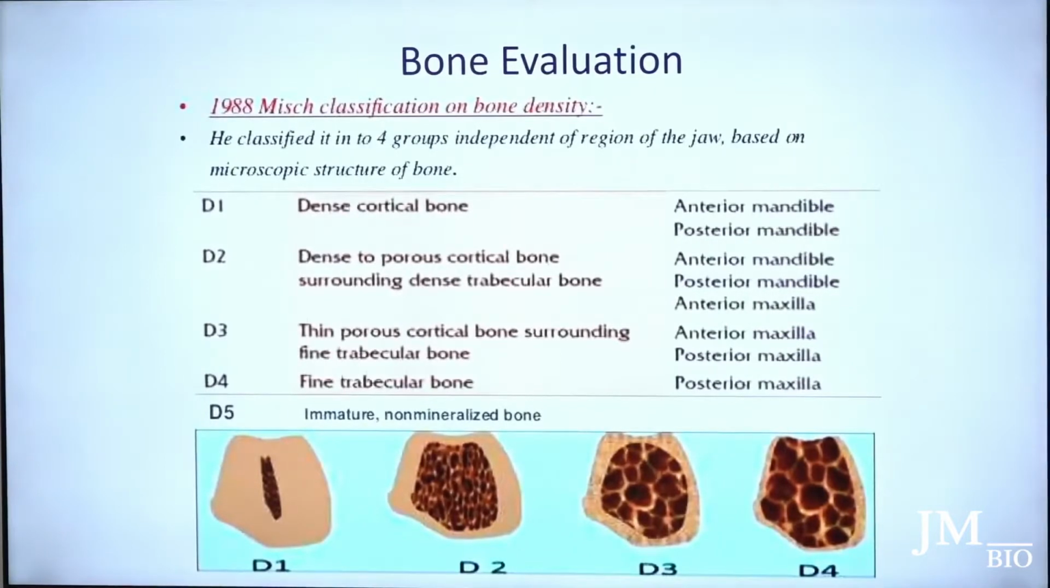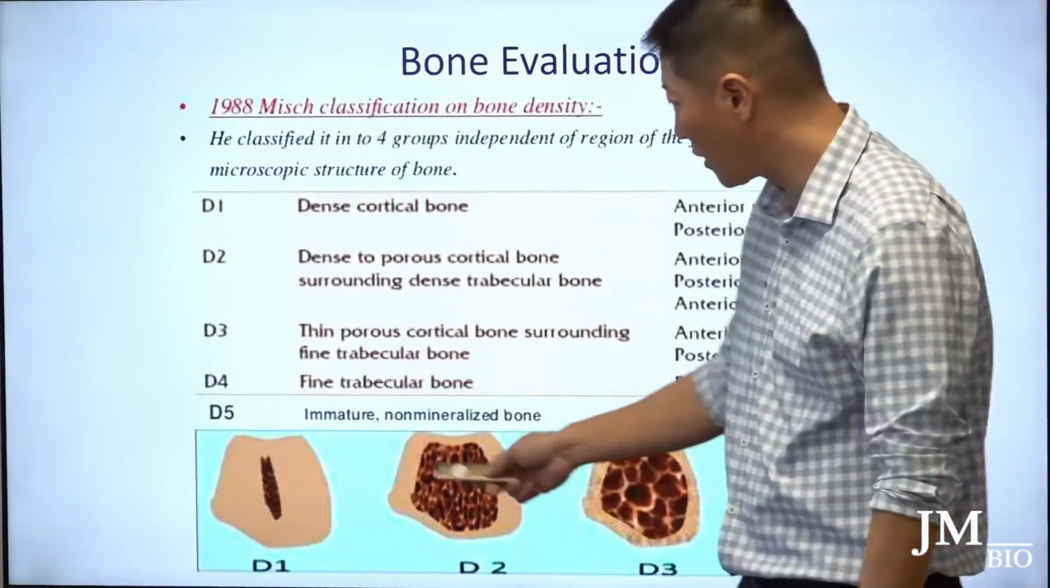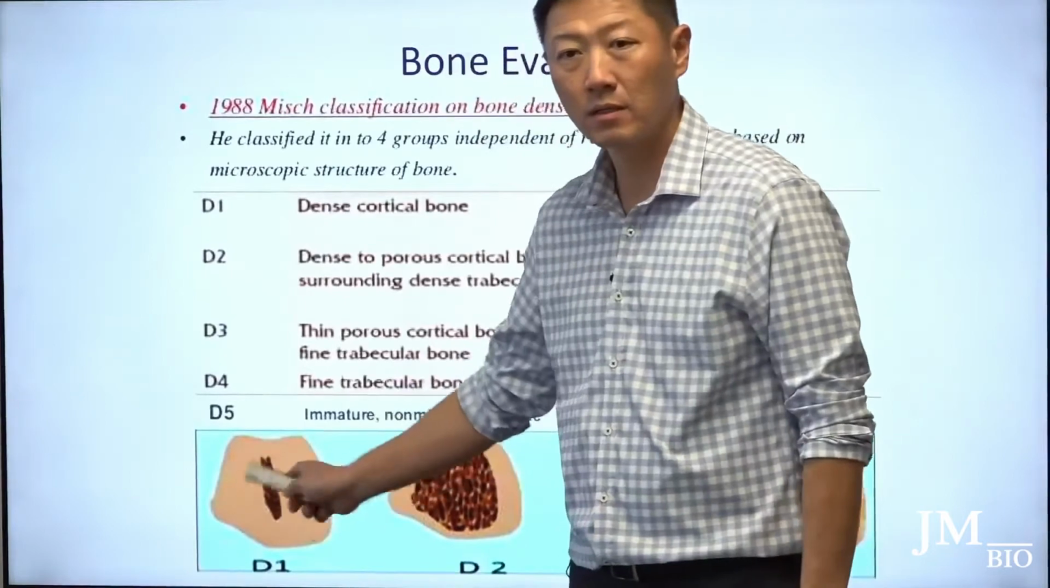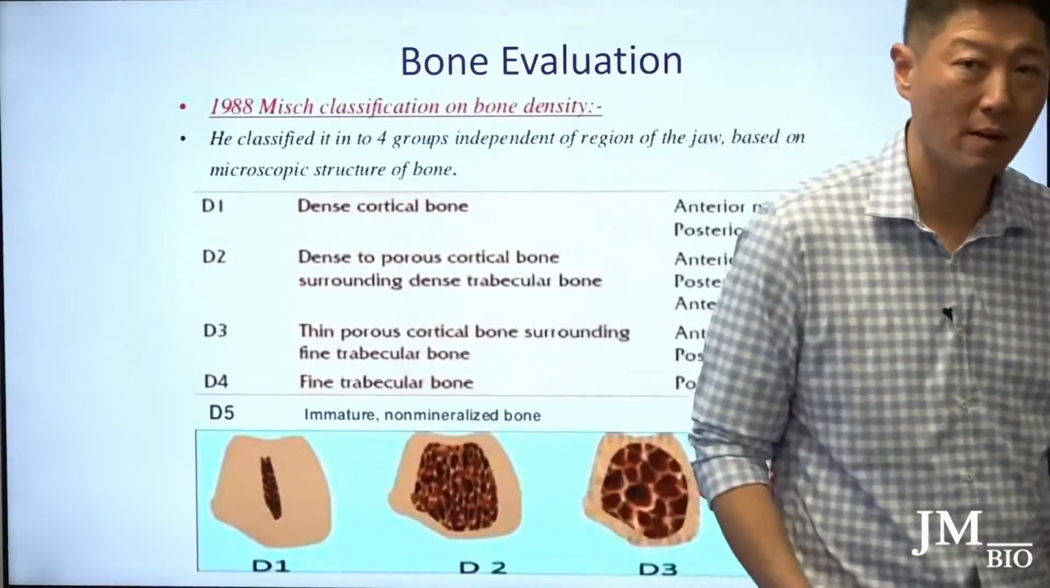D1 bone is very, very dense bone. D2 bone is a little bit less dense, and D3 bone obviously is a little bit less dense, and then D4 bone is like very soft bone, basically. So there's a bit of a difference. Like D1 bone has very little cancellous bone, basically. So it's a lot more cortical bone.